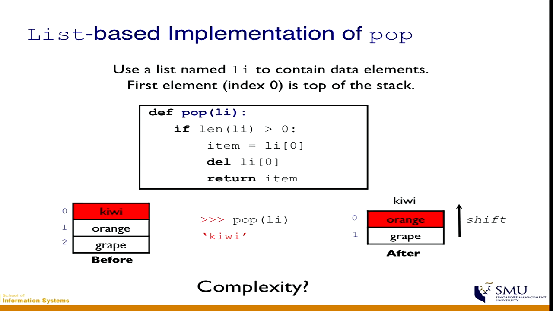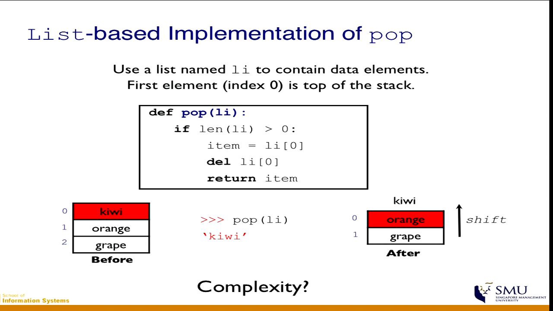Now, pop on the other hand is to remove an element. So if the current top is kiwi at index 0, when you remove it, you want to take kiwi out so that the stack doesn't have kiwi anymore. But now index 0 is empty, and index 0 is designated to be the top. So what we need to do is to shift everything up. And if there were n elements there, we need to shift n-1 elements up. In that case, that's going to be O(n). So you have O(n) push, O(n) pop.